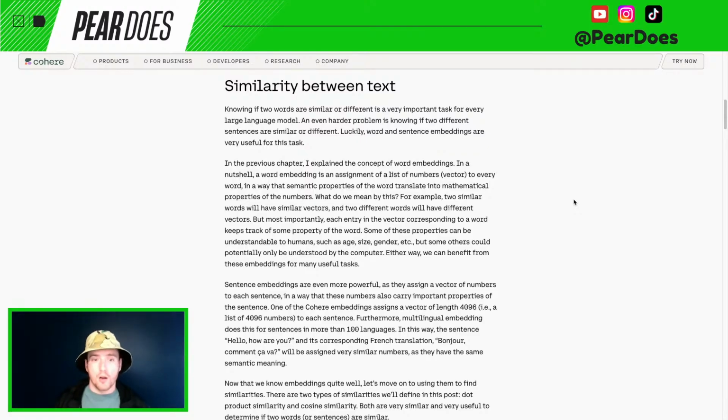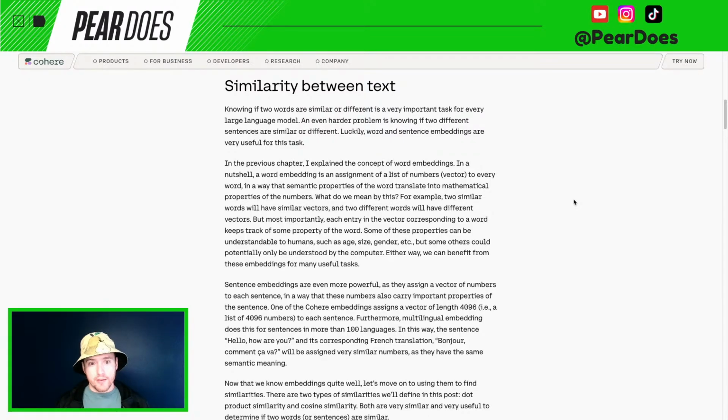Recall that each word or sentence is given a set of numbers that correspond to a given category to help the LLM conceptualize or store this word or sentence. So for example, if you were doing giraffe, it might have a 9 for height, it might have a 4 for color, and so forth. In a nutshell, word embeddings are a list of numbers for every word in a way that the semantic properties of the word translate into mathematical properties of the numbers.